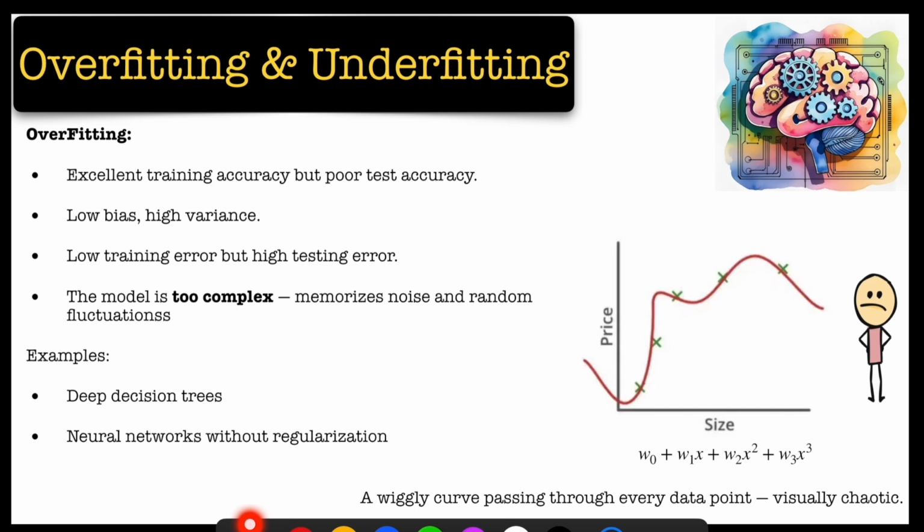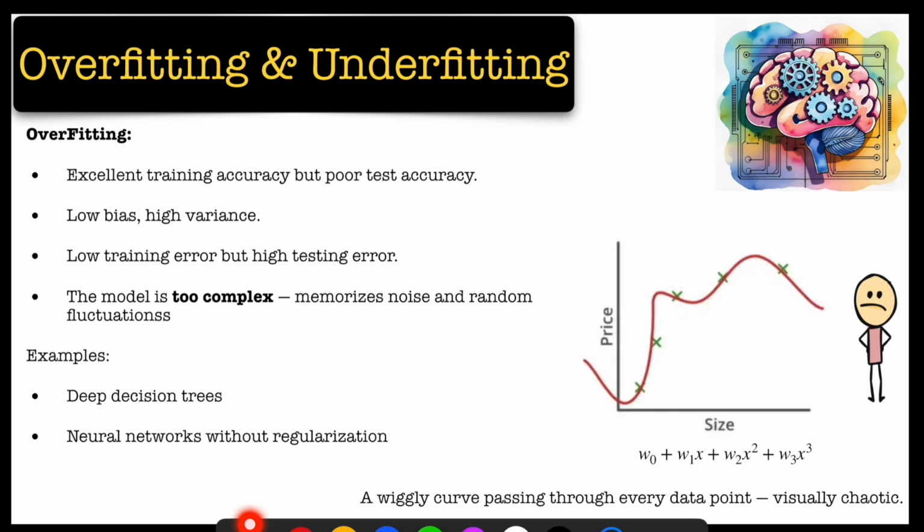Low training error because of course this model is trying to capture every noise in the training data, so it will perform well for training data, but it will not perform well for new unseen testing data. So it will have high testing error. The model is too complex because it tries to memorize noise and random fluctuations in the training data. Examples can be deep decision trees. If we have very deep decision trees, that will try to overfit the data. Neural networks without regularization. We'll talk about regularization later. So that is one way to tackle overfitting.